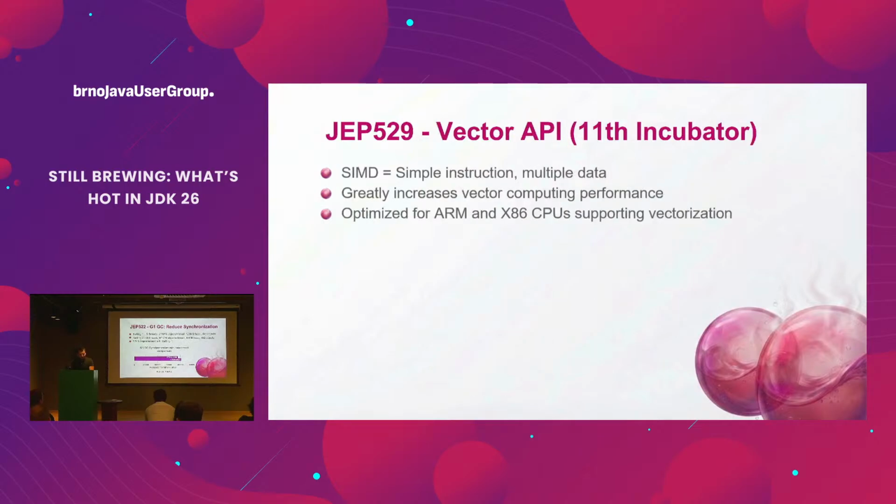Okay. And lastly, there is JEP 529, the Vector API, which has been quite long with us. It's since JDK 17 or 16. Well, the number 11 would imply that it's from 15.